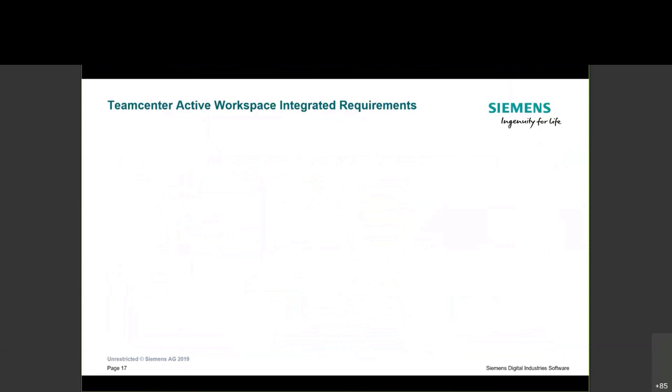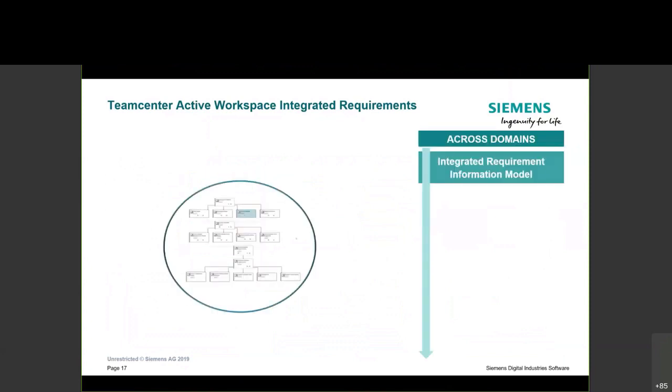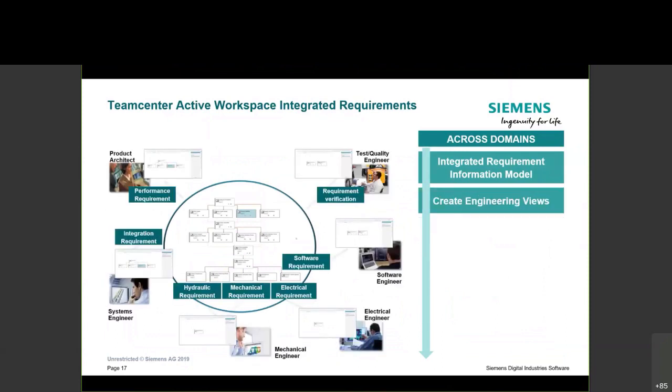So this is about Teamcenter Active Workspace Integrity Requirements. What we've got there is basically an integrated requirement information model. From there, engineers from various domains are potentially interested in some of these requirements. That's where we talk about creating engineering views. So if you are a software engineer, you may not be immediately interested in hydraulic requirements, for instance. So that's a way of filtering out and creating views for what matters to you.